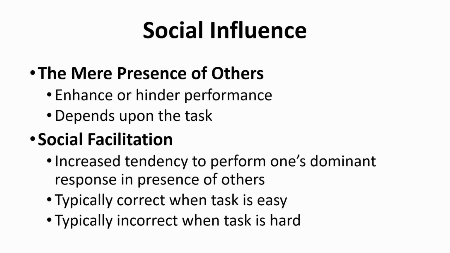This was first discussed by Triplett, who was looking at cyclists, and he found that cyclists would perform better. They'd have faster race times when they were racing against opponents as opposed to when they were just running their own trials against the clock. So their performance was improved when there were opponents around.